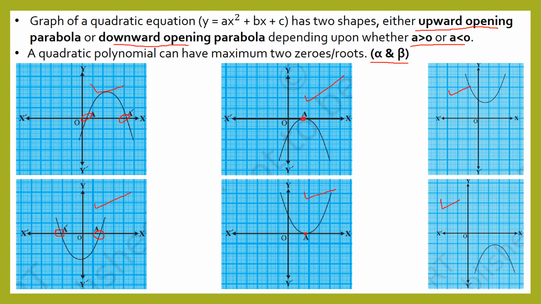Again, this is a downward opening parabola, and again this does not touch the horizontal axis, that is x'x. So it also does not have any zero. That means for any real number k, the p of k is not 0.